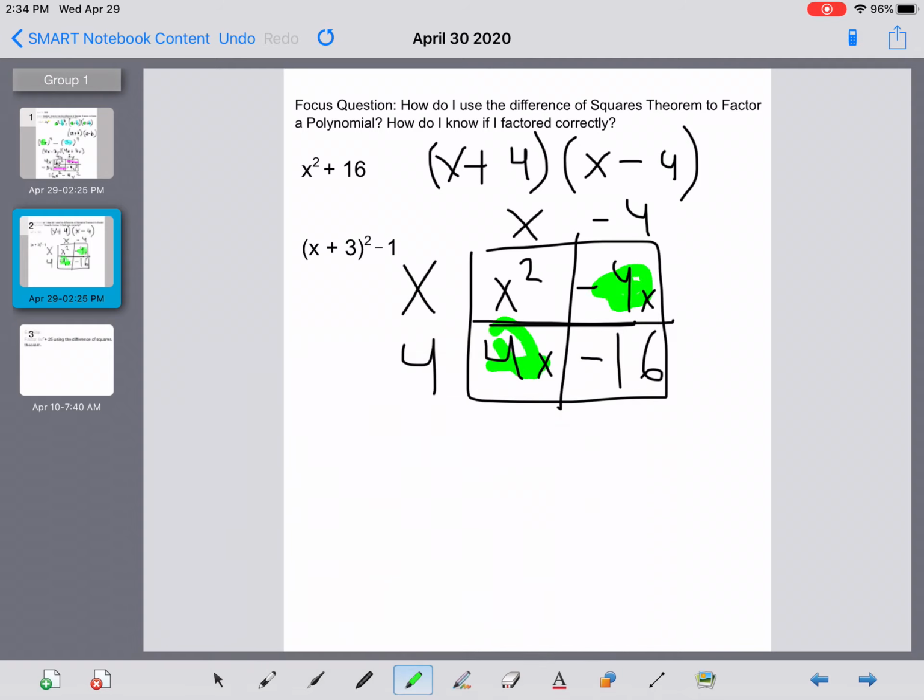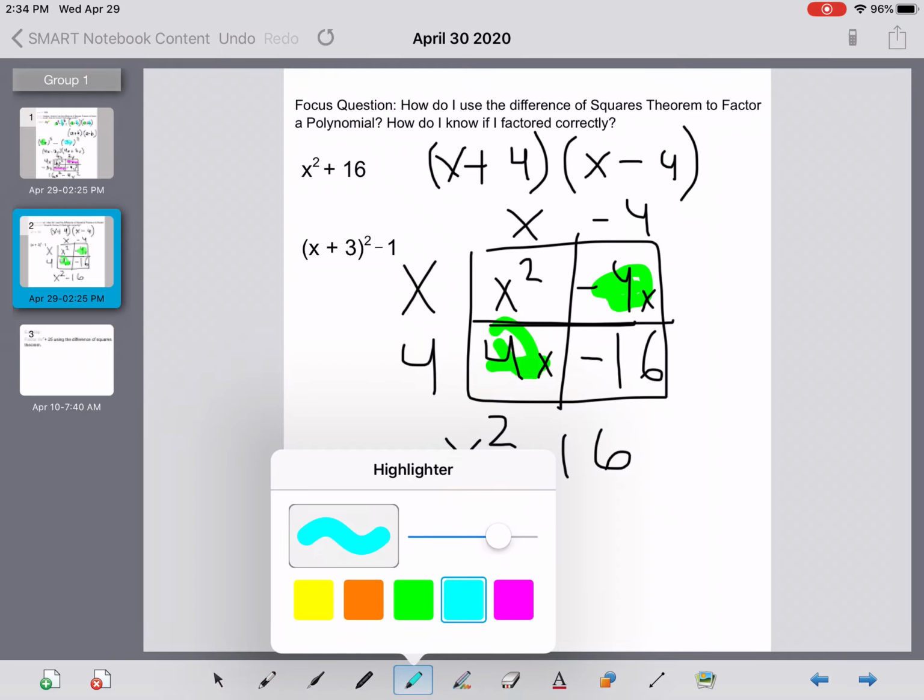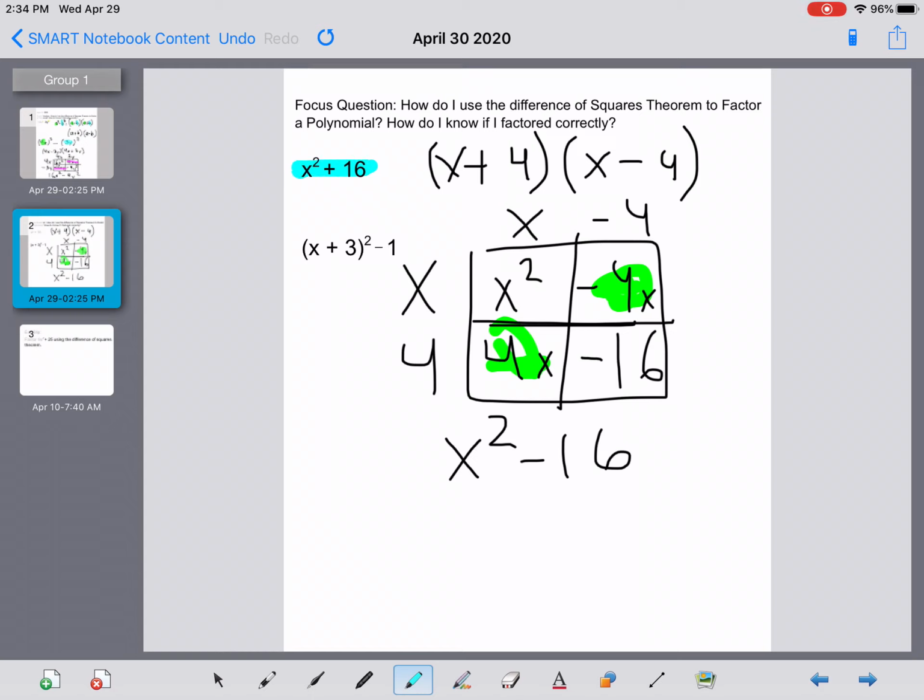Notice they're opposite, so they'll cancel out. And what am I left with? X squared minus 16. Notice that is not the same as x squared plus 16. Therefore, the quantity of x plus 4 times the quantity of x minus 4 is not the same thing as x squared plus 16. So, my question to you is, why does the difference of squares theorem not work for x squared plus 16?